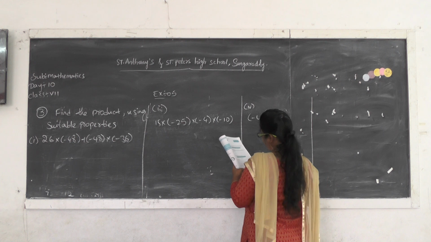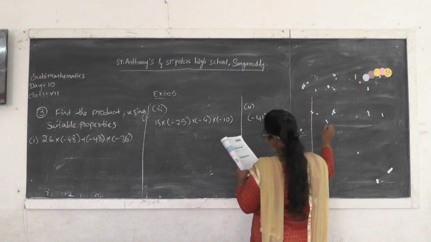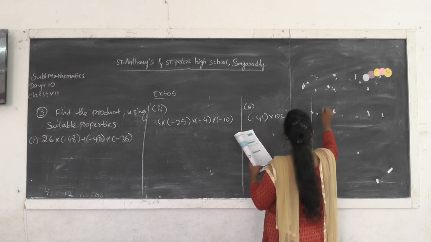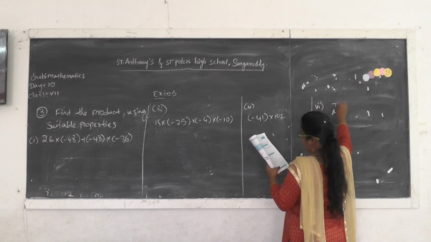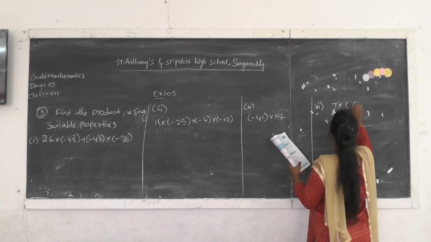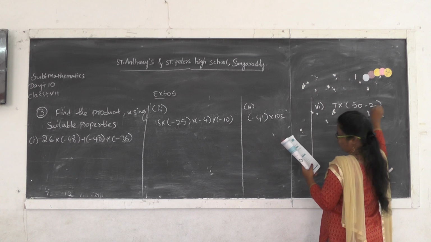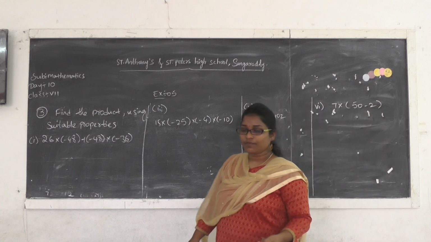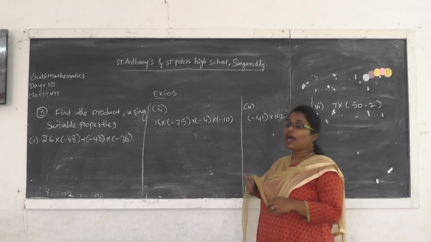Next, I was explaining the sixth question: 7 into 50 minus 2. Okay, 7 into 50 minus 2. So how to solve this?